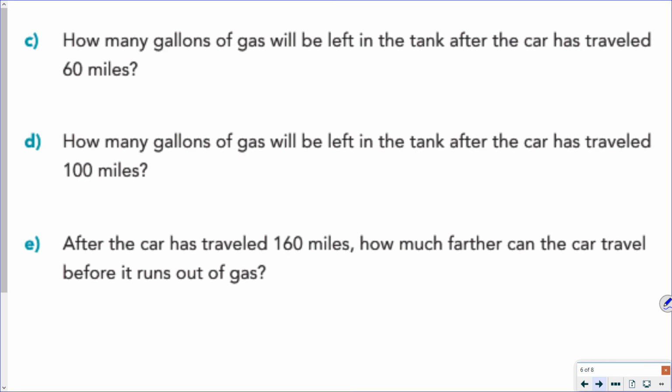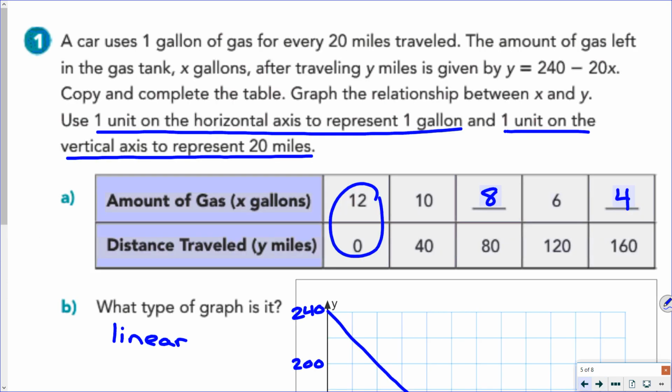All right, so first thing we want to know is how many gallons of gas will be left in the tank after the car has traveled 60 miles. So we come back here. We know that 60 falls in between those, so the answer would have to fall in between those. So here's how we can use our table.